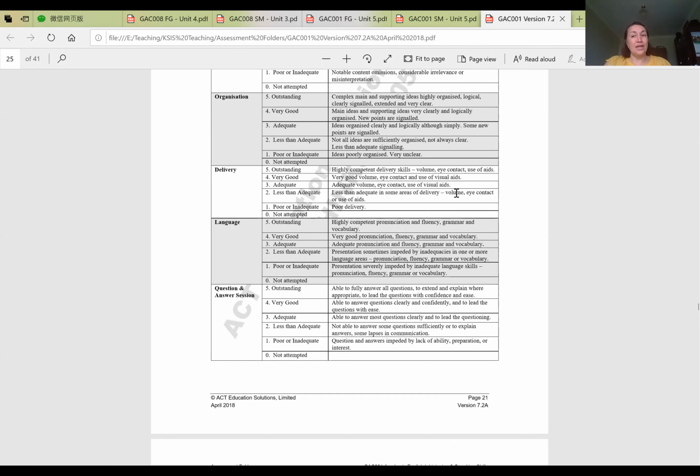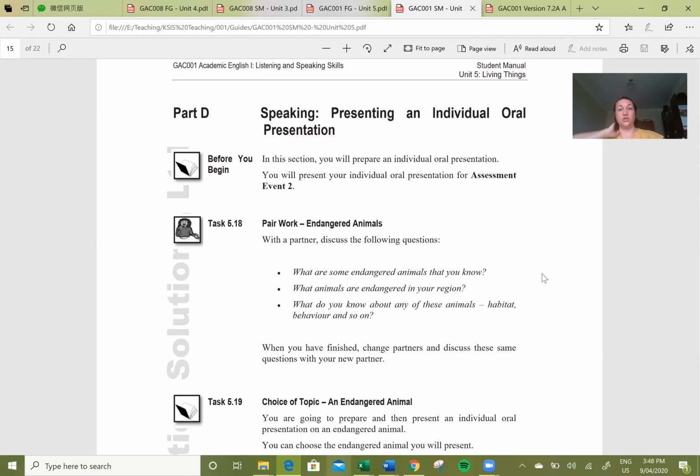All right, so if we go back to living things, so unit 5, it tells you about the speaking presentation and individual oral presentation. So in this section, you're going to prepare. We've done a lot of preparation already. For instance, it tells you about endangered animals. You already have your endangered animal and you've already done a lot of research, which is fantastic. So we don't need to choose the topic. We do need to remember how to present it though. There's always an introduction, a body, including the main parts, and the conclusion.